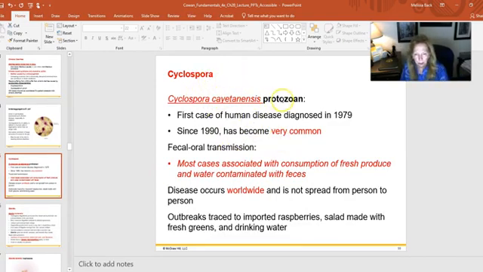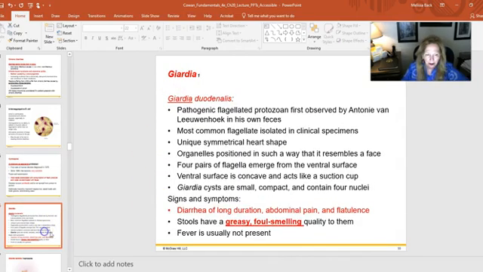Cyclospora is a protozoa. It's common, so it's, again, most cases are associated with fresh produce or water that's been contaminated with feces. It's worldwide. And you can see outbreaks usually linked to certain products that have been shipped across the country sometimes, and so they'll have these recalls of certain products because of these types of outbreaks.